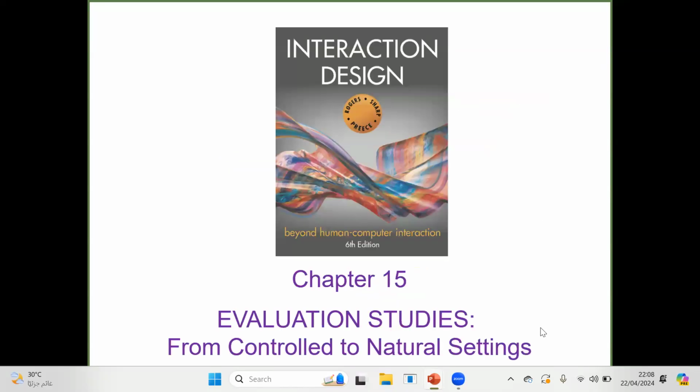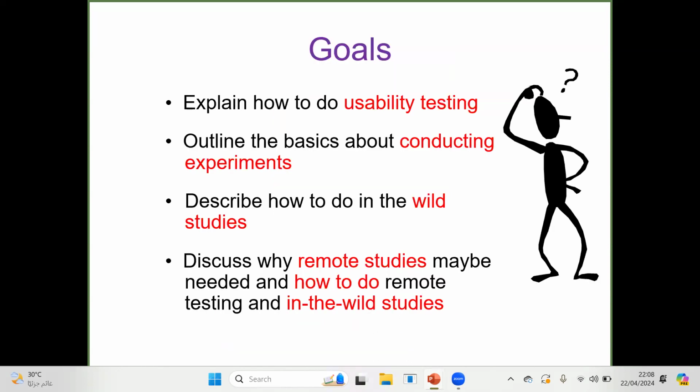Welcome to chapter 15. Chapter 15 discusses evaluation studies shifting from controlled settings to natural settings. The goals of this chapter include understanding usability testing, outlining the basics of conducting experiments, and describing how to carry out in the wild studies.